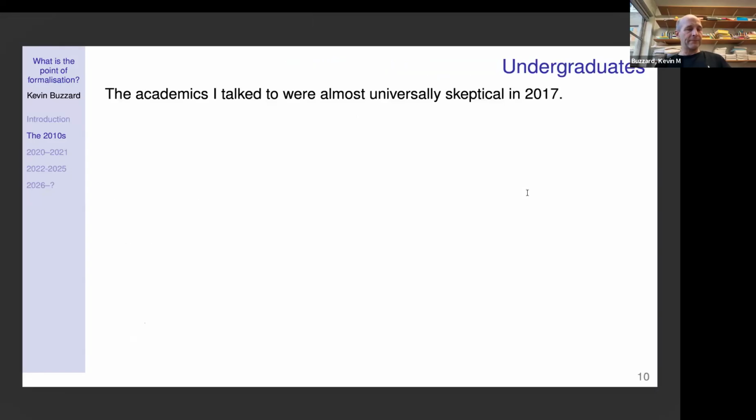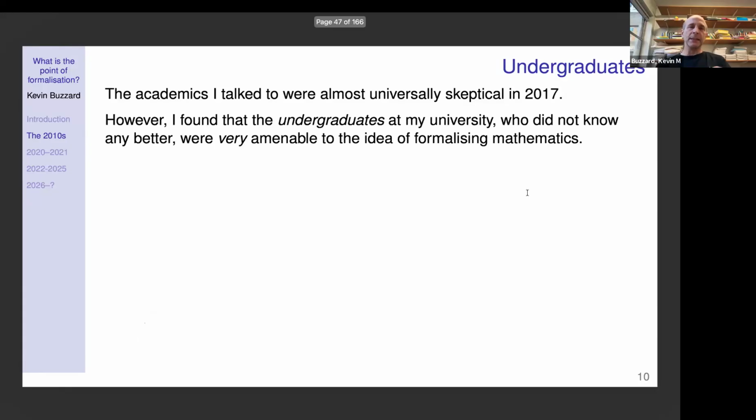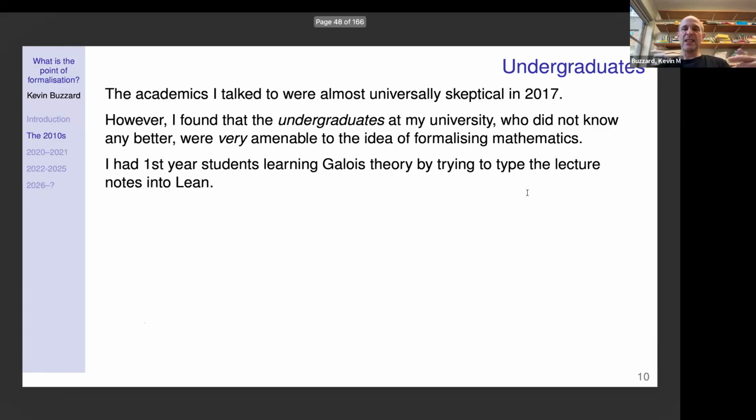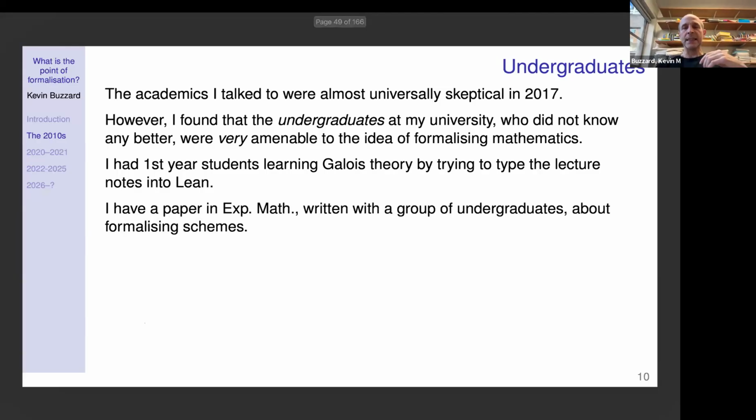Anyway, academics were skeptical, but the undergraduates were far more pliable, it turned out. I was teaching them this intro to proof class, and it turned out that some of them were very interested in formalizing mathematics. And so I started a Lean club at my university, and I had first year students learning Galois theory because I told them they should prove the fundamental theorem. I'd taught Galois theory the year before, so I gave them my notes and told them to go and prove the fundamental theorem by just typing the notes into Lean.